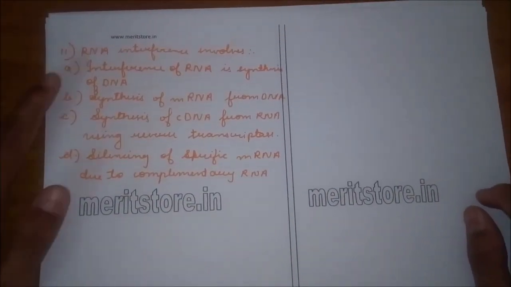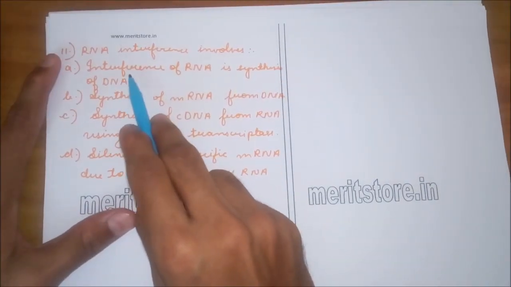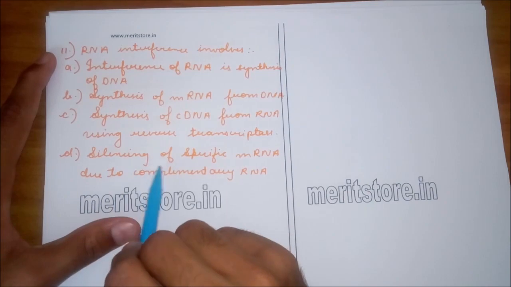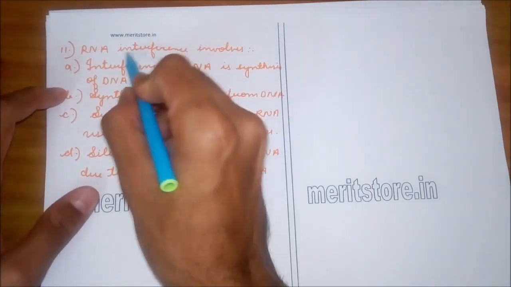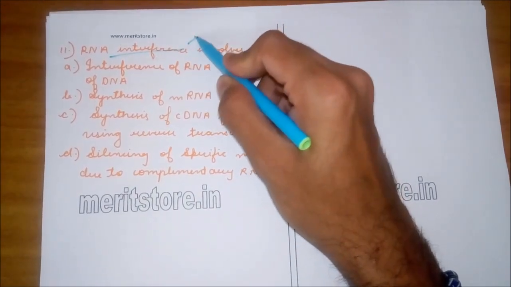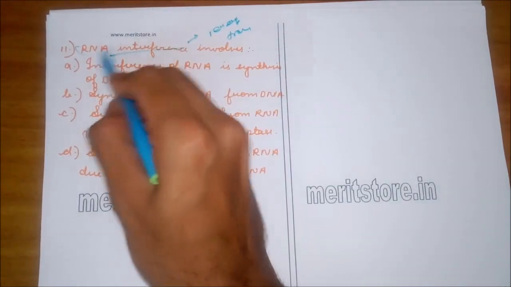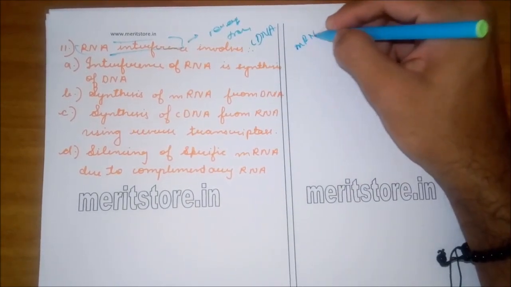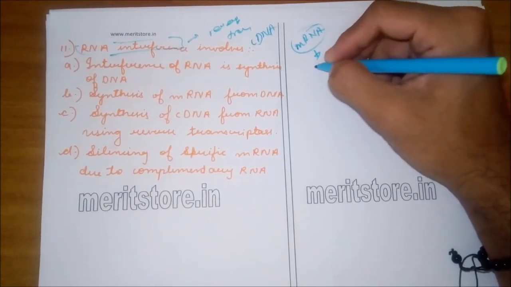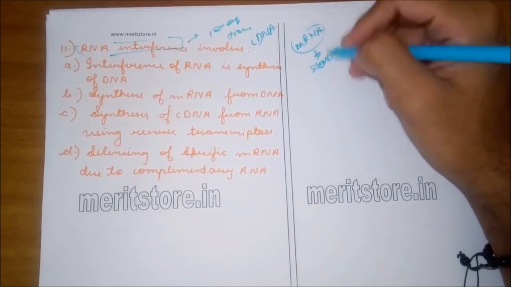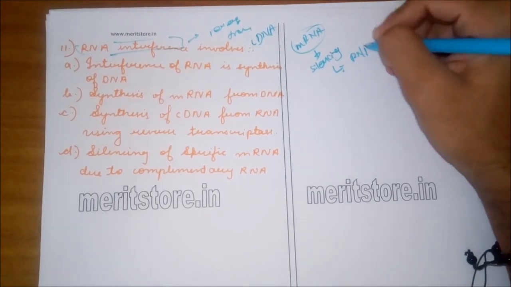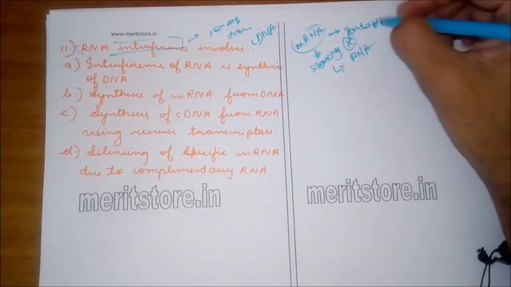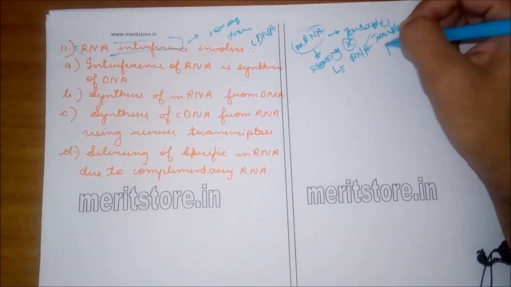Question number 11, which states that RNA interference involves. It is option A, synthesis of DNA, synthesis of mRNA from DNA, synthesis of cDNA from RNA using reverse transcriptase, and silencing of specific mRNA due to complementary RNA. First of all, this RNA interference is not for synthesis of cDNA, but the mRNA which we are using needs to be silenced by using a complementary RNA, so that it does not get translated into its specific protein.